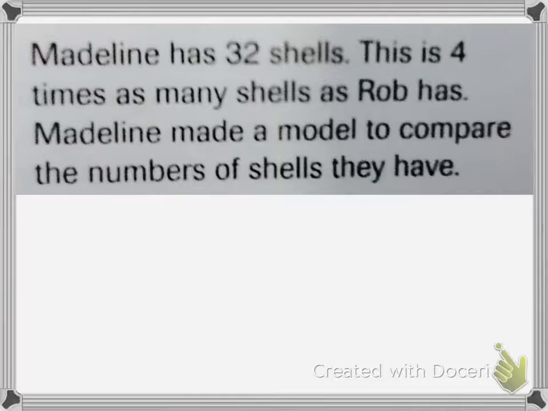Okay, this is the last one. Madeline has 32 shells. This is 4 times as many shells as Rob has. Madeline made a model to compare the number of shells they have. What does her model look like? Please create this comparison model.